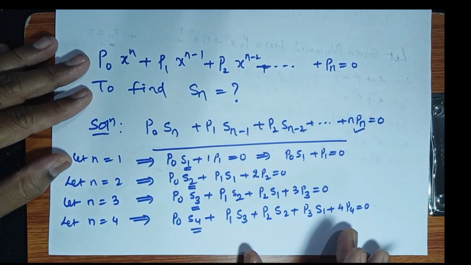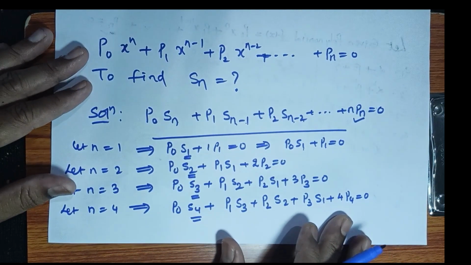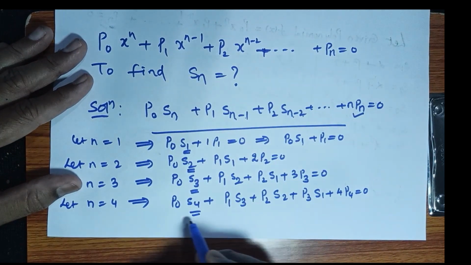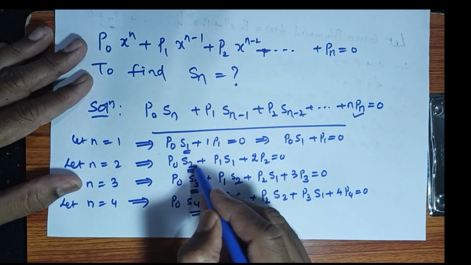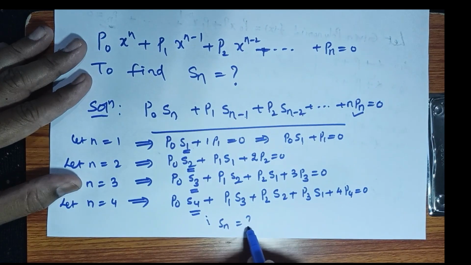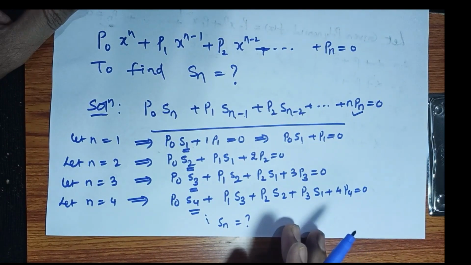Like this we can find it for reciprocal equations also. So we'll see one problem for a reciprocal function. So we can find S1, S2, S3 and so on. Like this, Sn also we can find. Okay, now we can see some example problems.